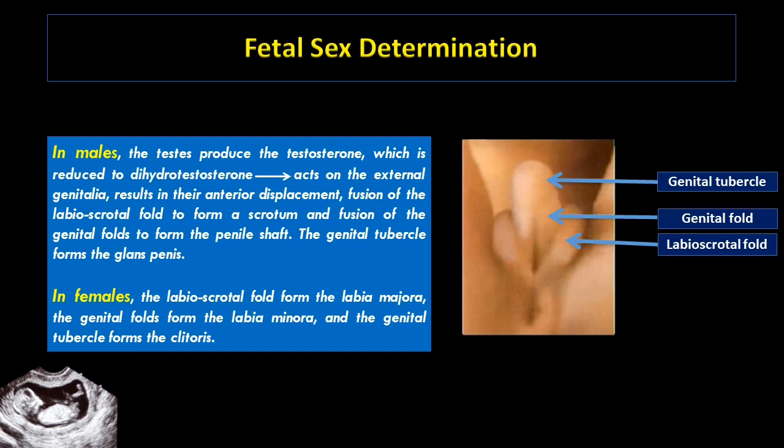In the female, the labioscrotal folds form the labia majora. The genital folds form the labia minora. And the genital tubercle forms the clitoris.